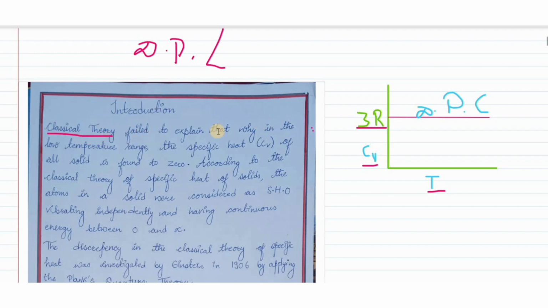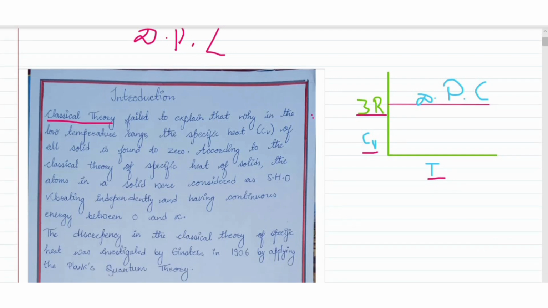Classical theory failed to explain why in the low temperature range the specific heat Cv of all solids is found to be 0. According to the classical theory of specific heat of solids, the atoms in a solid were considered as simple harmonic oscillators vibrating independently and having continuous energy between 0 and infinity. The discrepancy in the classical theory of specific heat was investigated by Einstein in 1906 by applying Planck's quantum theory.